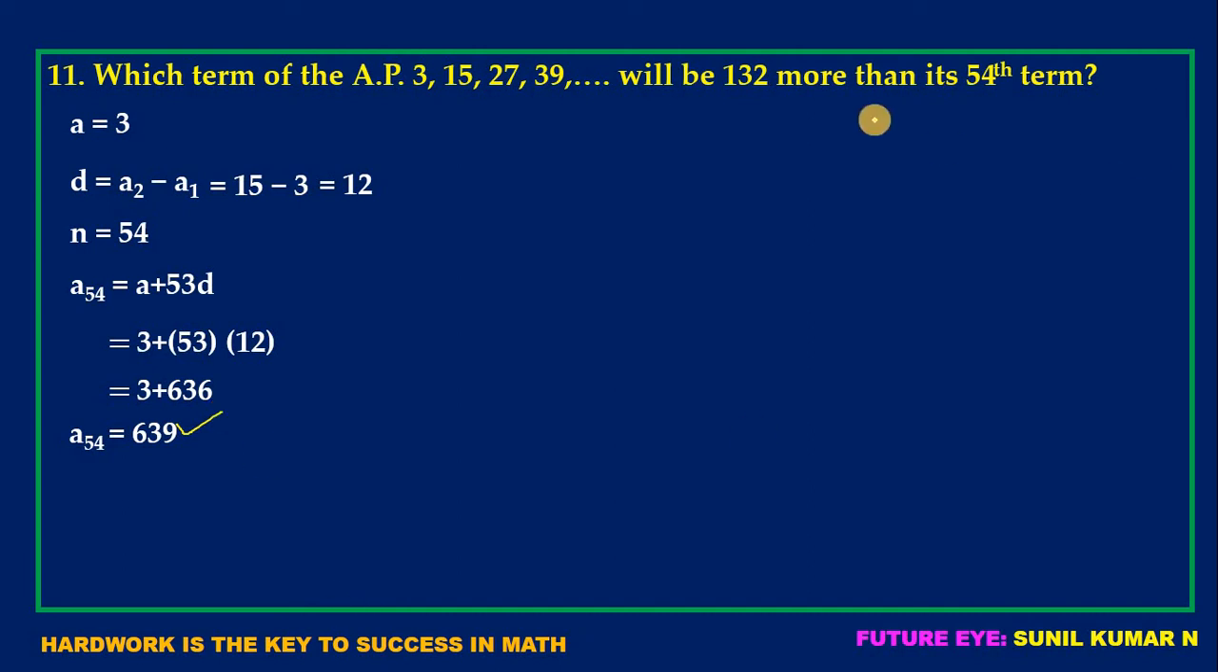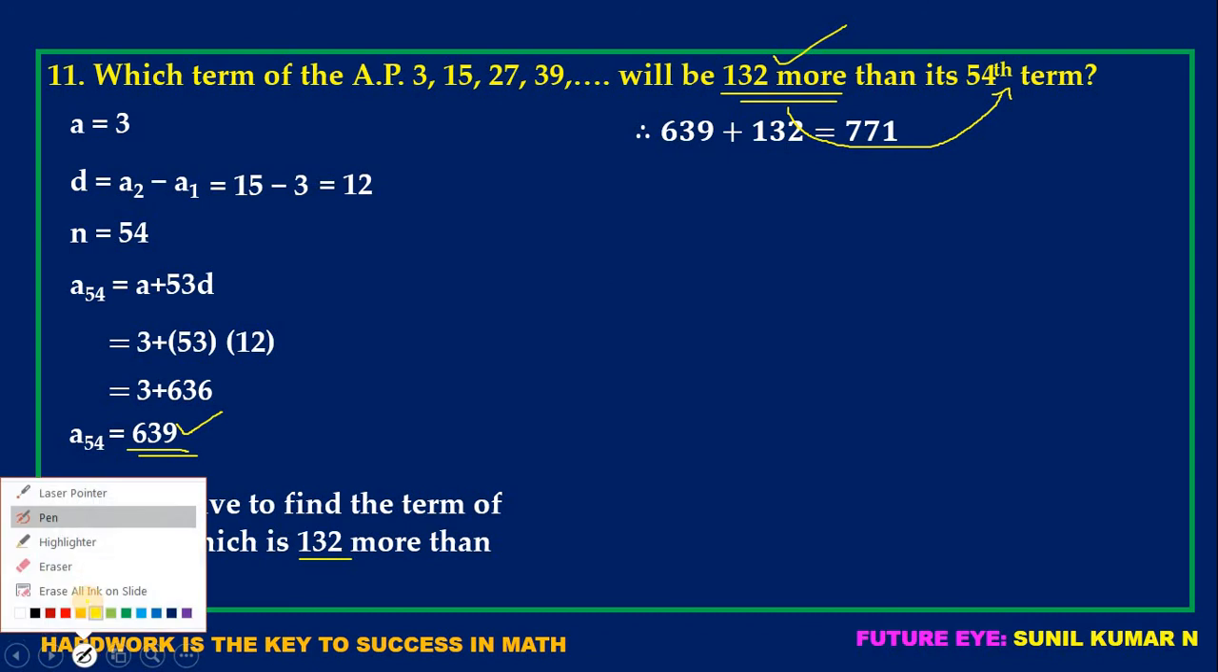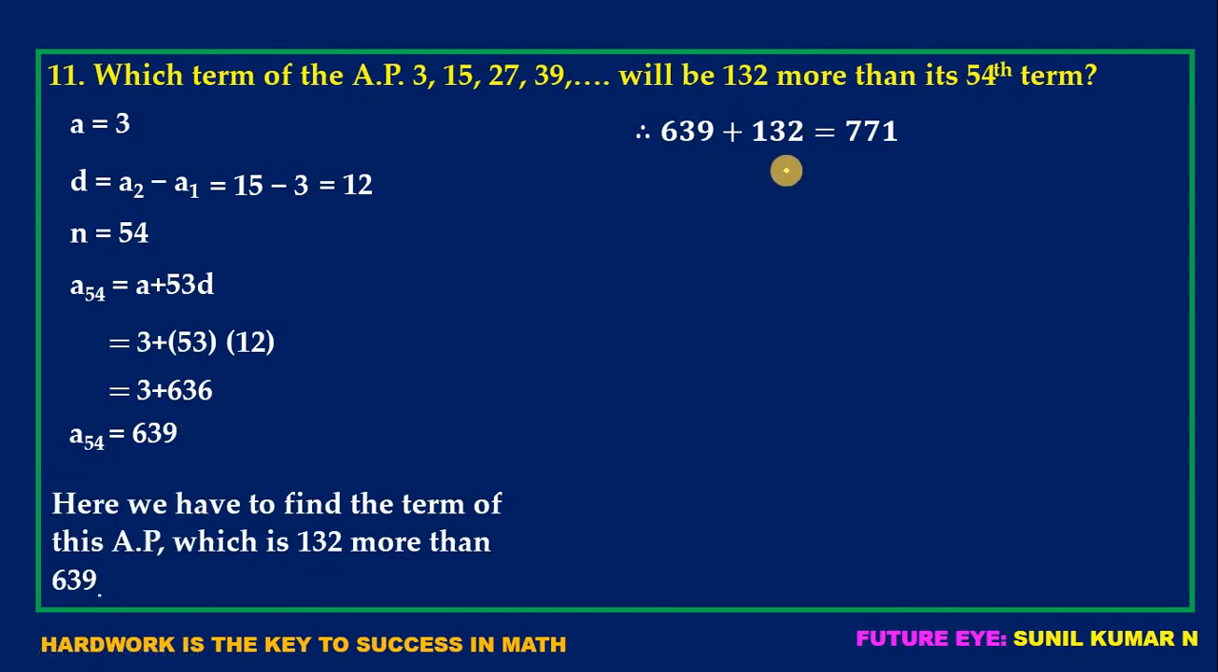Now look at the problem again. Here they are asking which term will be 132 more than the 54th term. So for that, add 132 to 639. See here I have written clearly. Here we have to find the term of this AP which is 132 more than 639. Therefore 639 add 132, or else 132 add 639. So we get 771.